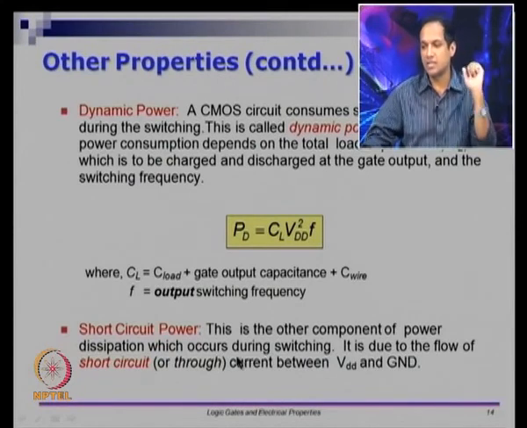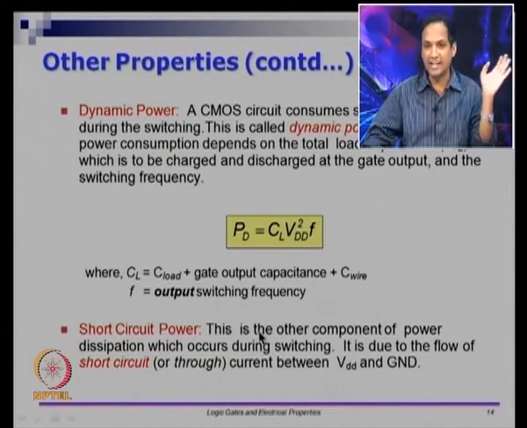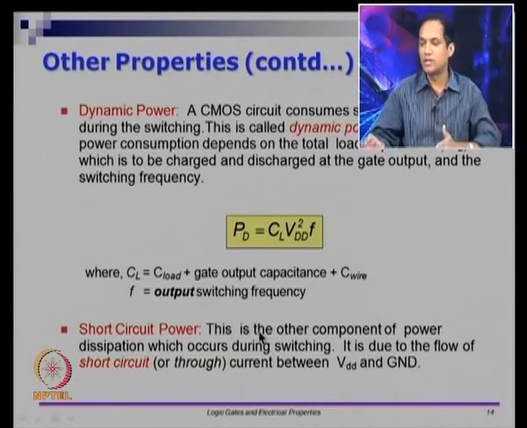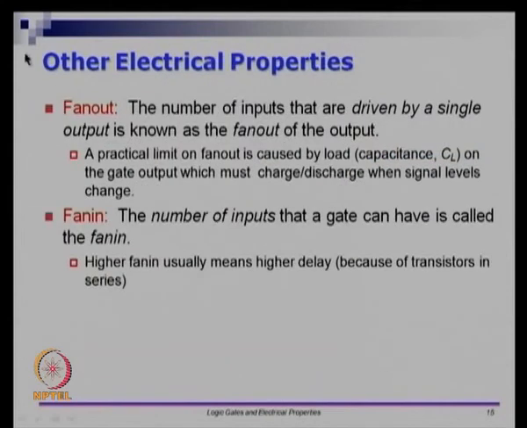This happens just at the moment of switching, because there is a path from VDD to ground. Again, let us not worry about all these details right now, but there are different components of power. These are all electrical parameters. Then there are two other electrical parameters that are very useful.